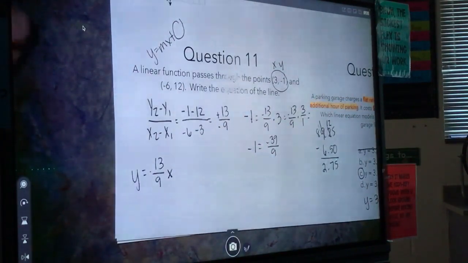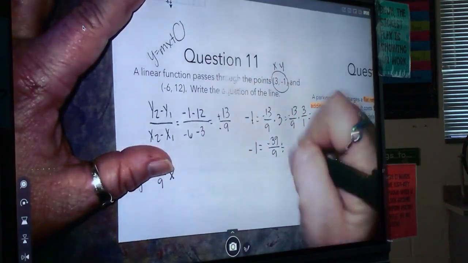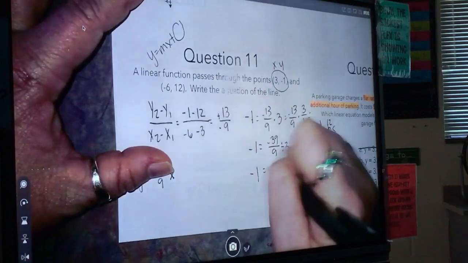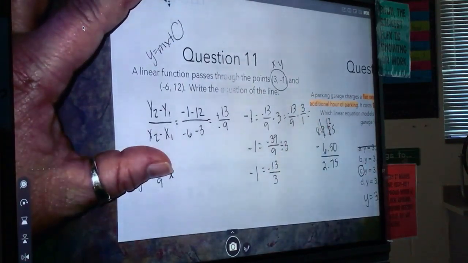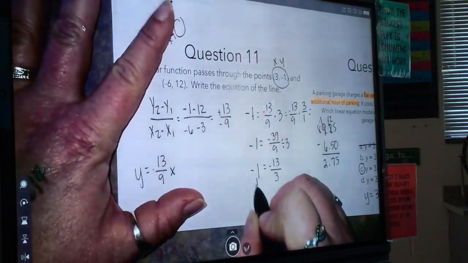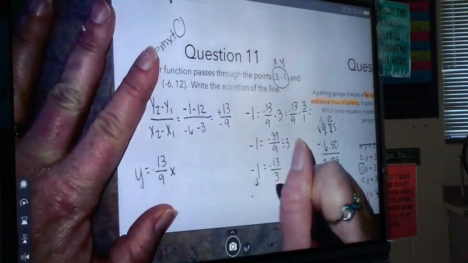Can we leave it as negative 39 over 9? No. So we're going to simplify it by what? By 3, which ultimately is going to take me back to what? Negative 13 over 3. So how do I make negative 13 over 3 equal negative 1? So what fraction does this become? What's my denominator?